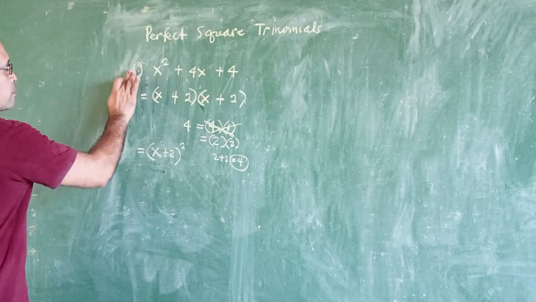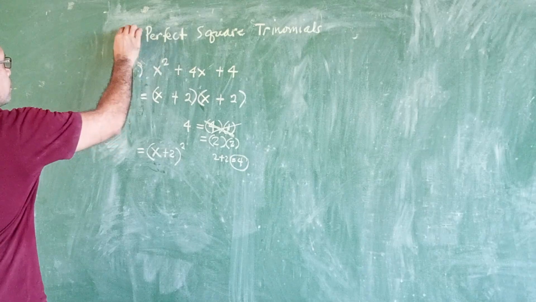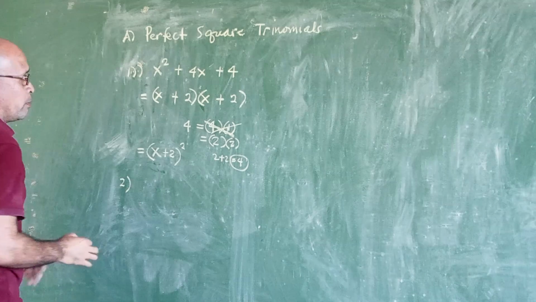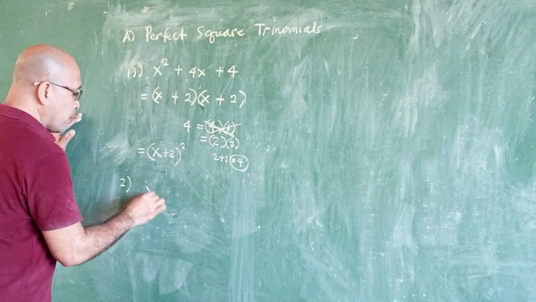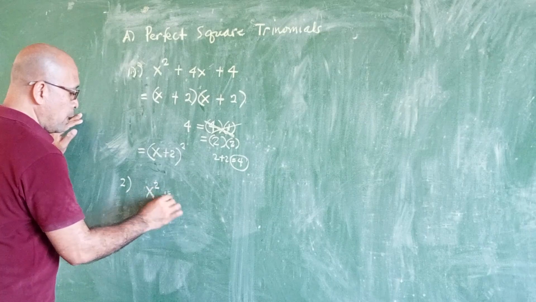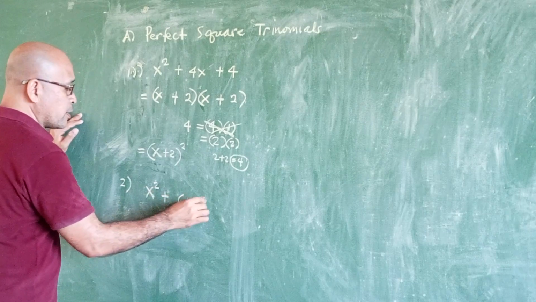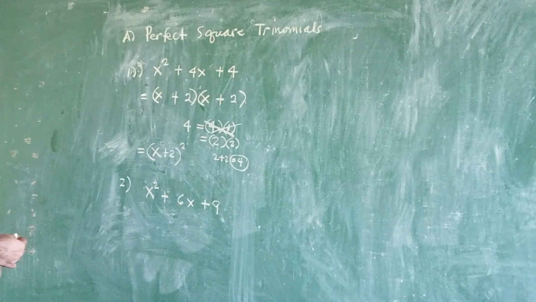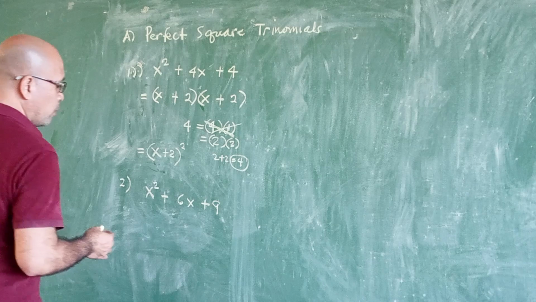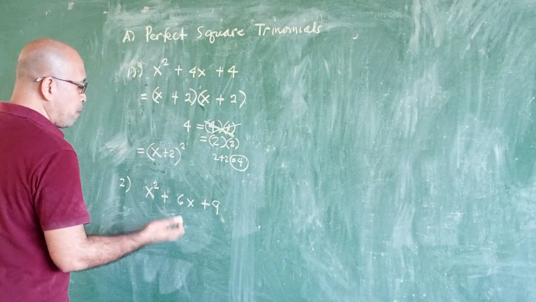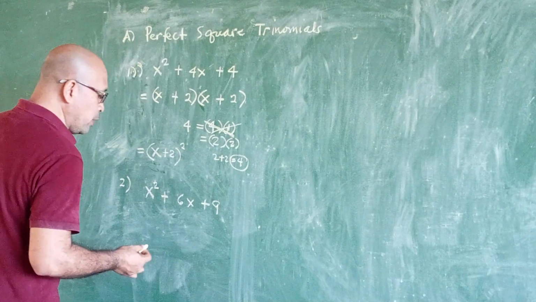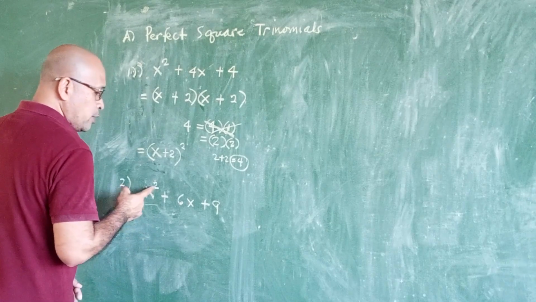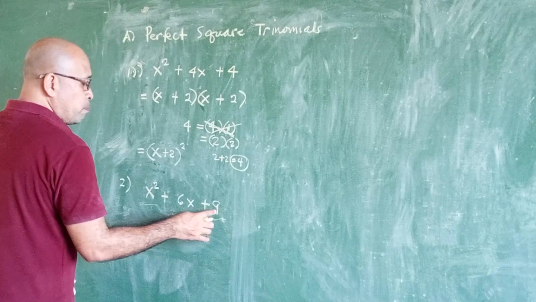Second will be, for example, one more example. I have x squared plus 6x plus 9. Still a trinomial. Okay, the first thing that you should consider so that it will possibly be a perfect square trinomial is you have to analyze the first term. If it is a perfect square, obviously it is. And the last term is also a perfect square.